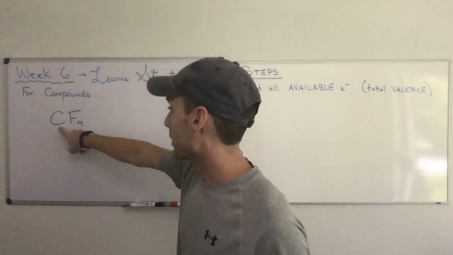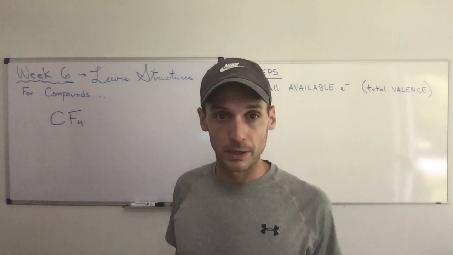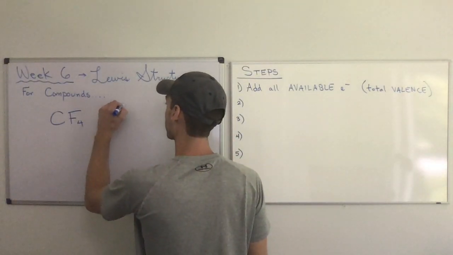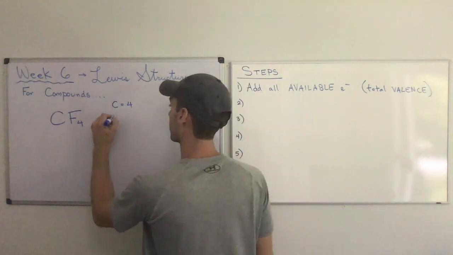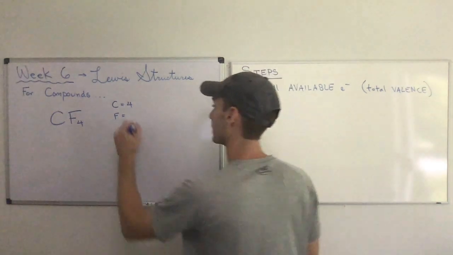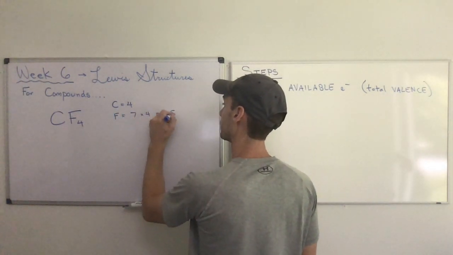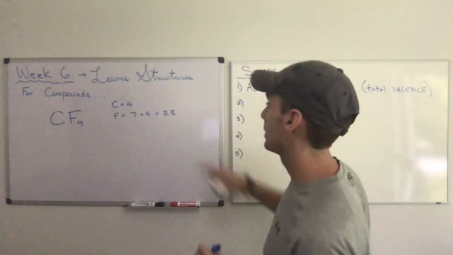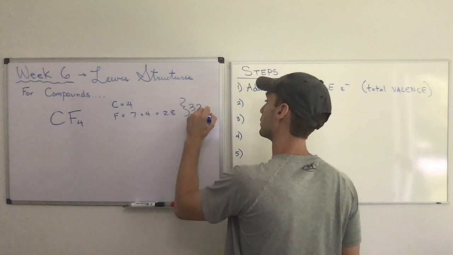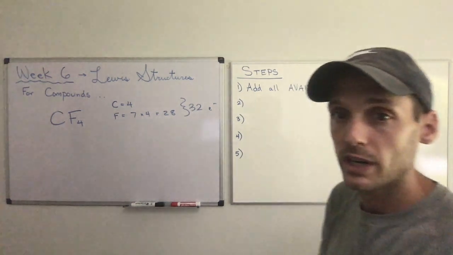Okay, so we have 1 carbon atom and 4 fluorine. So you're just going to look at your periodic table, figure out how many valence electrons carbon has, which is 4, and then how many fluorine has, and each fluorine has 7. And there are 4 fluorines, so that's a total of 28. 28 plus 4 gives us a total of 32 available electrons. Okay, so keep that number in mind.